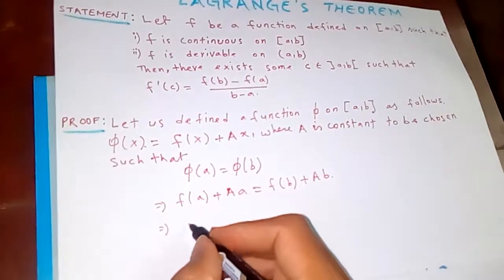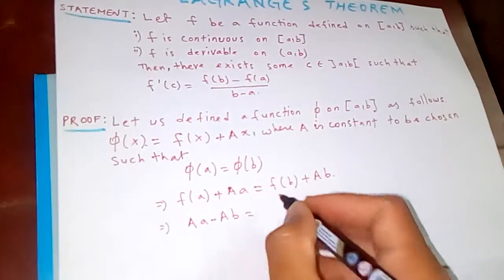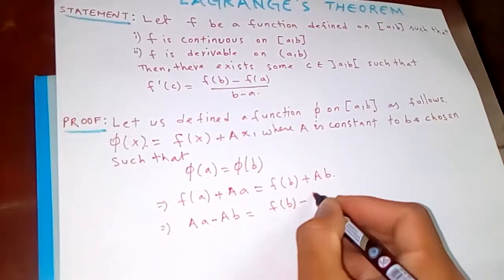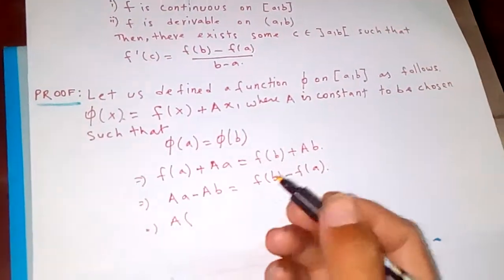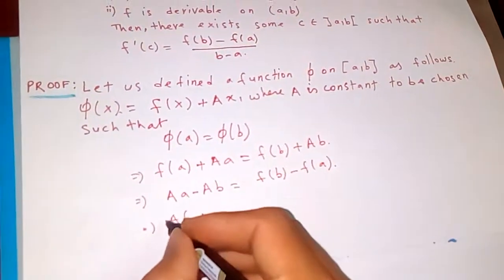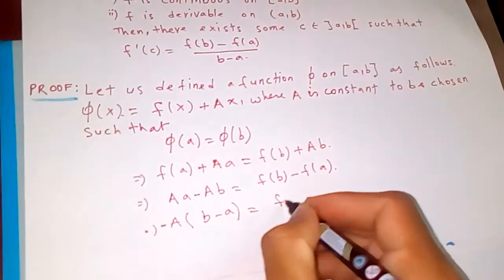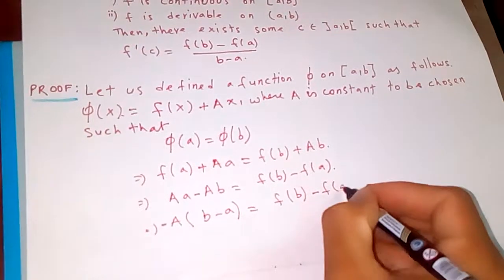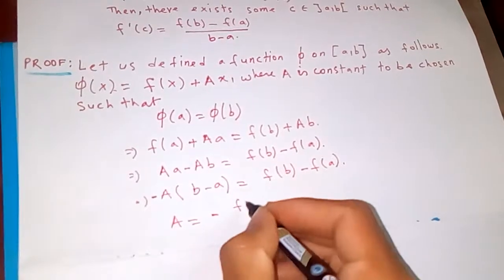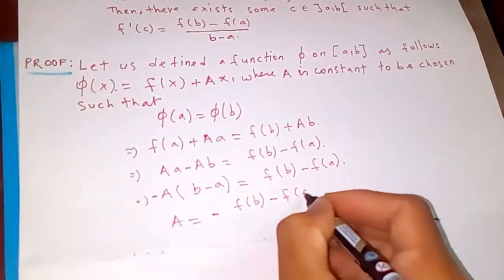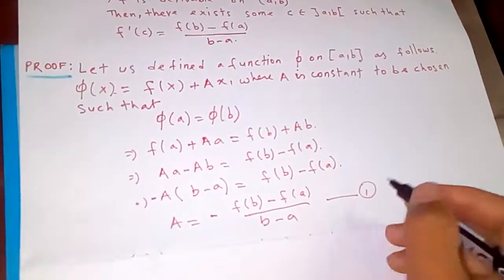Now let us transfer terms here: A a minus A b is equal to f of b minus f of a. So taking A common, minus A times (b minus a) is equal to f of b minus f of a. So if you find out, A is equal to negative f of b minus f of a over b minus a. Let's take this to be equation 1.